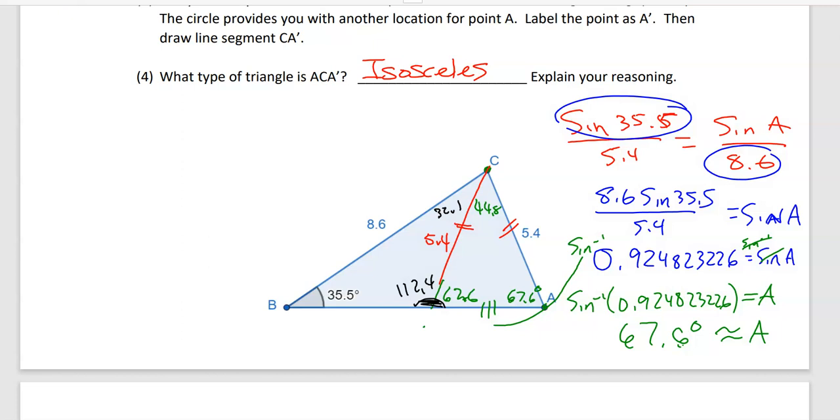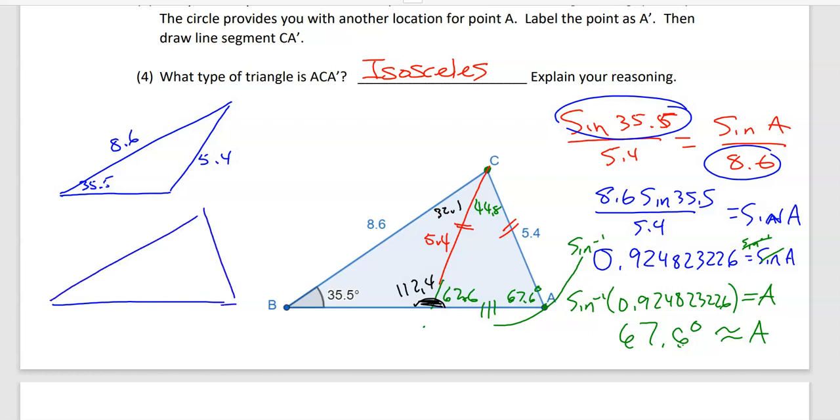So continue with problem 6. Problem 5 actually was to find the angle. Problem 6 asks you to redraw the triangles. And so this is a 35.5 degree angle. We know that. This side here is 8.6 and this is 5.4. And then the bigger triangle also had the 35.5 degree angle and the 5.4 and this 8.6.